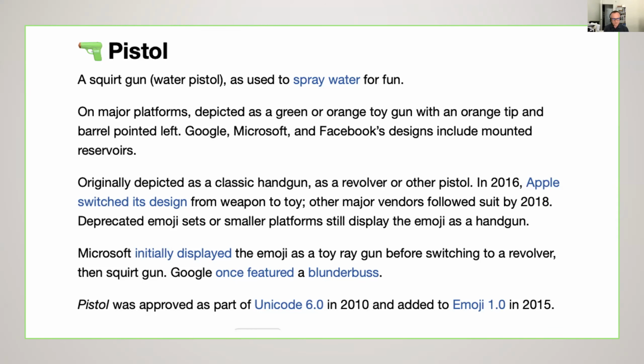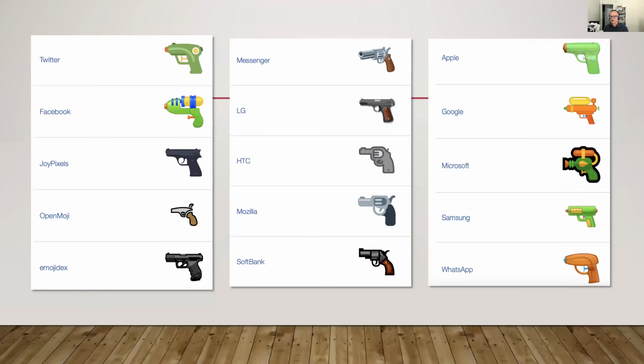So let's take a look at what these emojis look like on different platforms. Quite a wide range. A lot of them look like toys. They're very colorful, but some of them, if you look at JoyPixels, EmojiDex, LG, those look like real guns to me. And then you have the Messenger type guns that look kind of like the shoot 'em up cowboy movies. I think if you get a message and you get a toy gun as opposed to a real gun, or vice versa, that's going to influence your interpretation of the message.